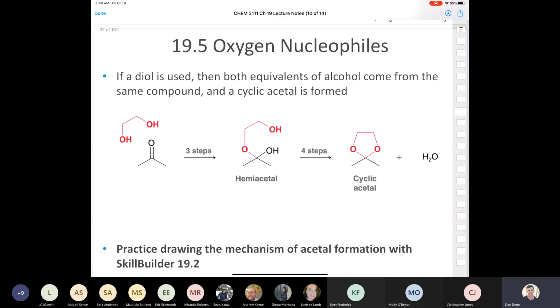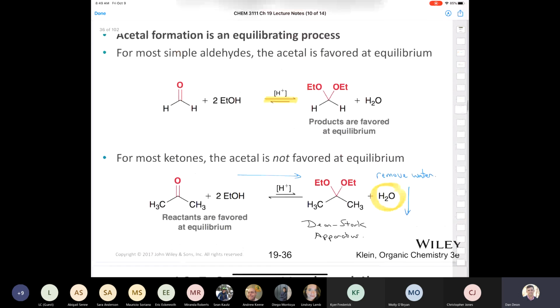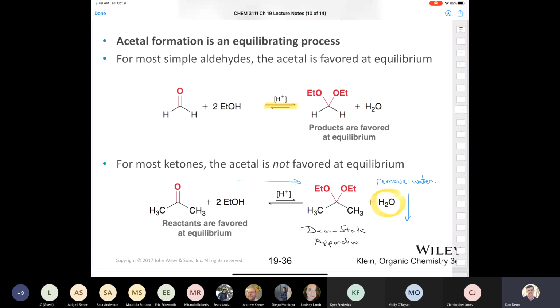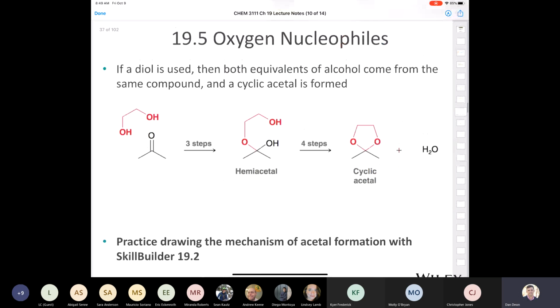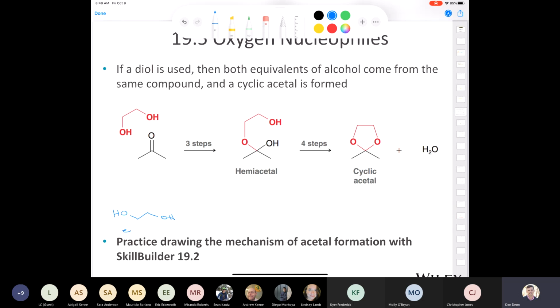Now, what about if you use a diol? Let's go back here. To form the acetal, here's our acetal. We used 2 molecules of the alcohol, so 2 molecules of ethanol in this case, and we made these ethyl groups on the oxygens here. Well, what if I had the 2 alcohols in the same molecule? Well, you guys know this molecule. We talked about it in chapter 12. This molecule here is antifreeze. This is ethylene glycol.